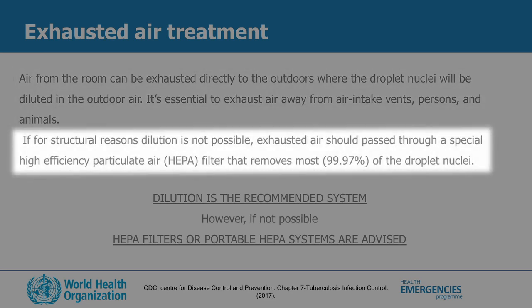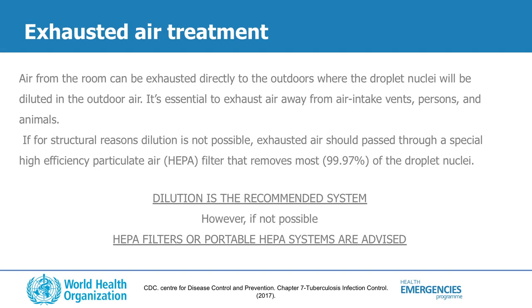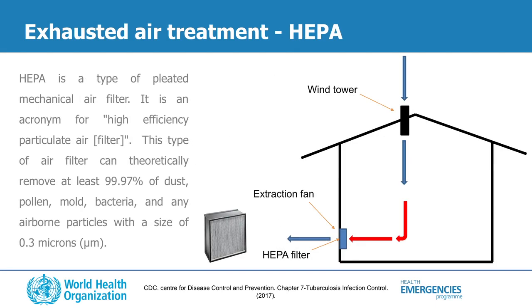If, for any structural reason, dilution is not possible, exhausted air should pass through a special high-efficiency particulate air filter, HEPA filter, that removes most of the droplet nuclei. A HEPA filter is a type of pleated mechanical air filter. It is an acronym for high-efficiency particulate air filter. This type of air filter can theoretically remove at least 99.97% of dust, pollen, mold, bacteria, and any airborne particle with a size of 0.3 micron.